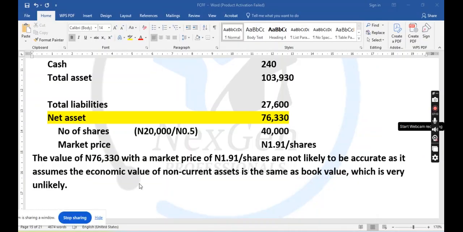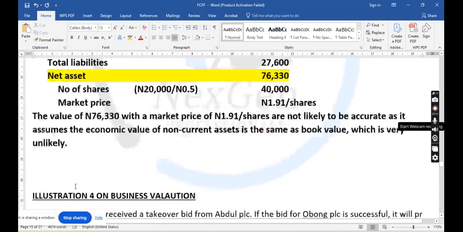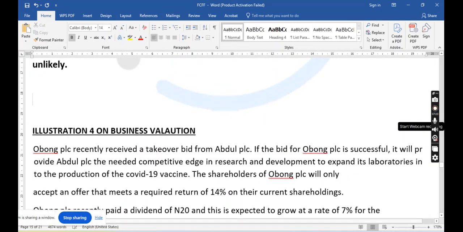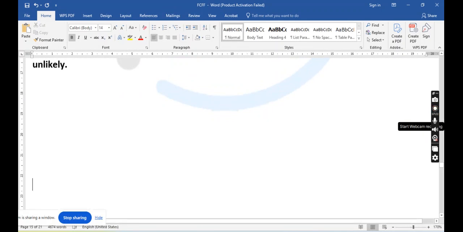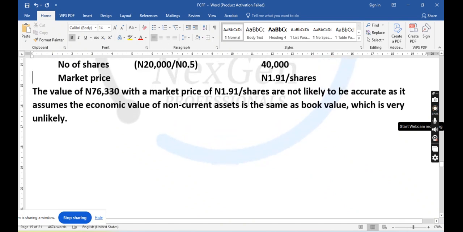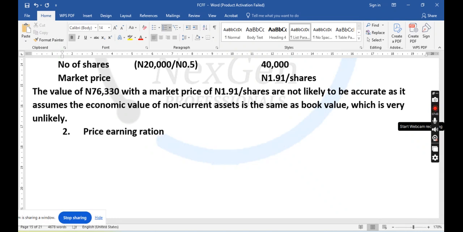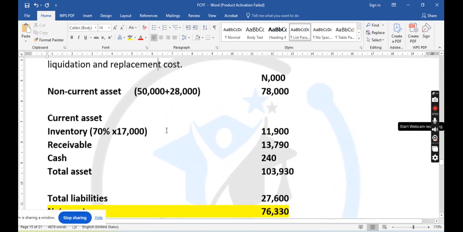So if this is established, any other question, please? Before we move ahead, number two, the second method is the PE ratio, the price earning ratio. That is the next method, the price earnings ratio.